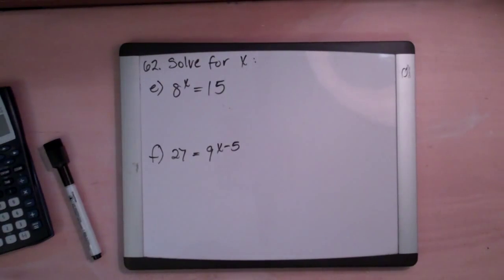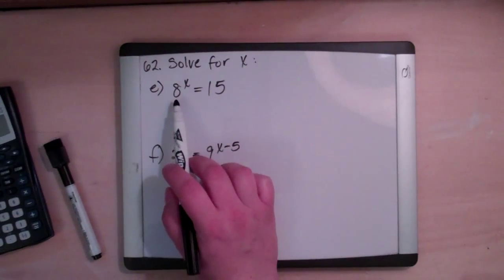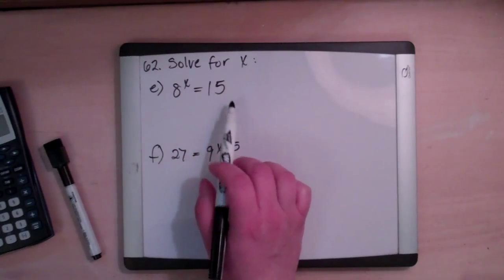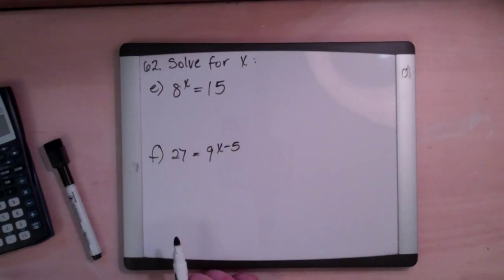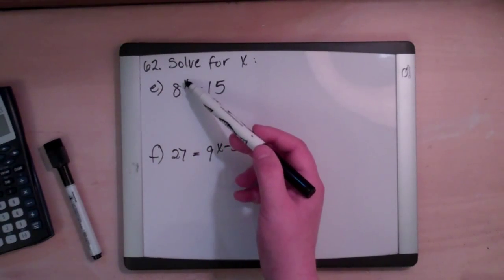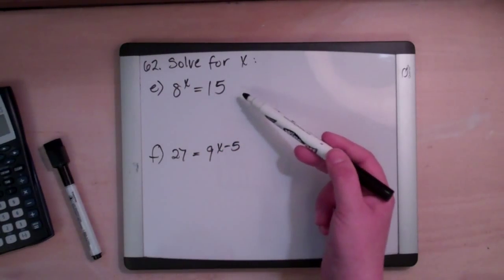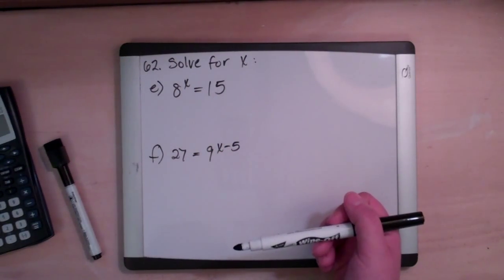All right, well, we're still continuing with number 62. There's quite a variety of different problems involved here relating back to Unit 4. So let's see. This time I have 8 raised to the x power equals 15. Well, I think I'm going to need to use a logarithm here because I need to move this x down to a level where I end up with an x equals something kind of answer.